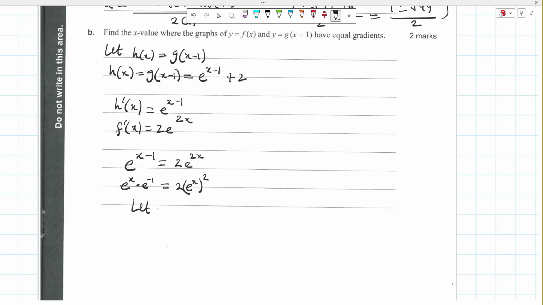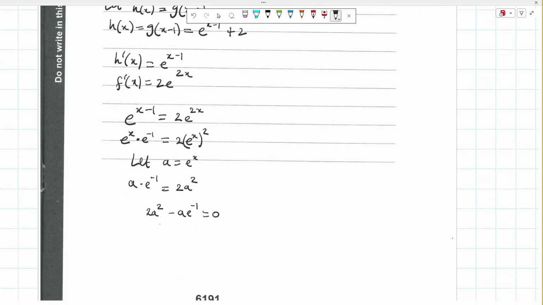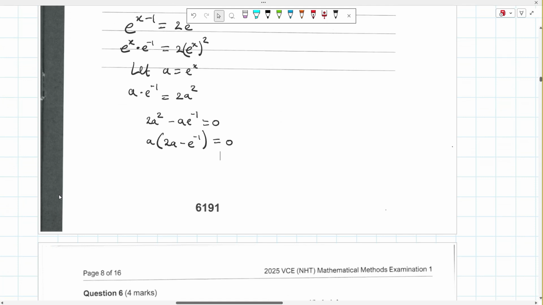So I'm going to say let a equal e to the x. We get a times e to the negative 1 is equal to 2a squared. Then we get 2a squared minus a e to the negative 1 is equal to 0, right, if I just take this to the other side. Then we can factor out an a, and we get a times 2a minus e to the negative 1 is equal to 0. Null factor law: a is equal to 0, or 2a minus e to the negative 1 is equal to 0.